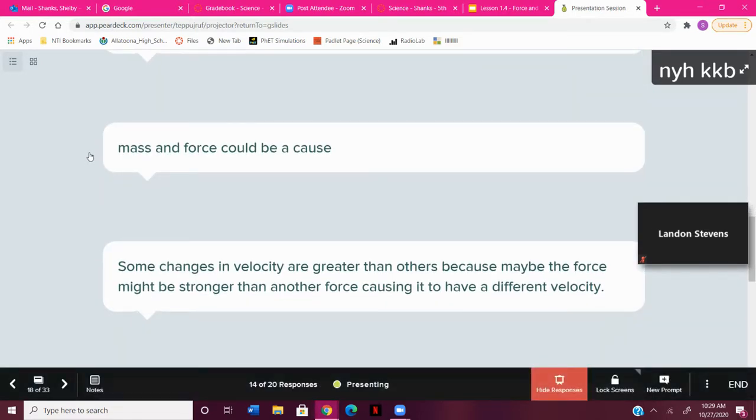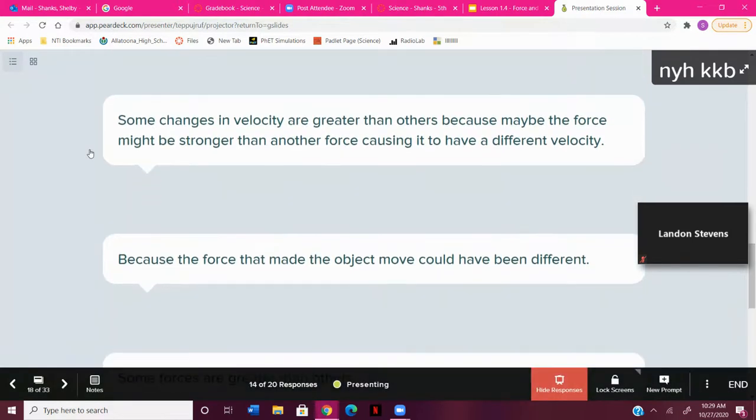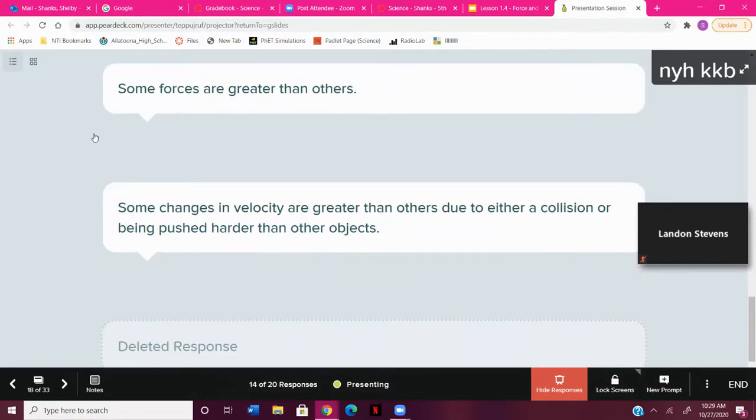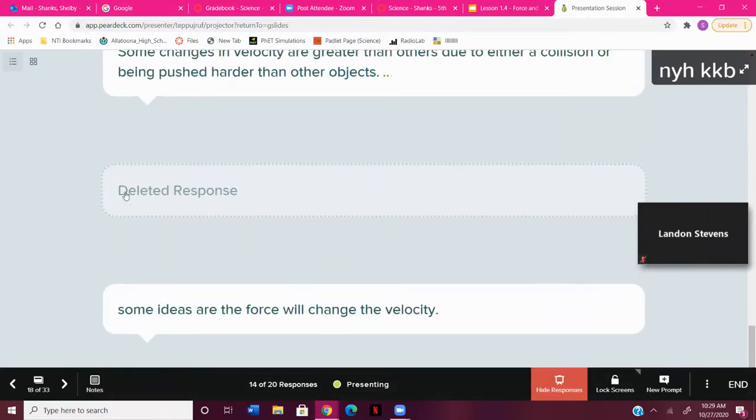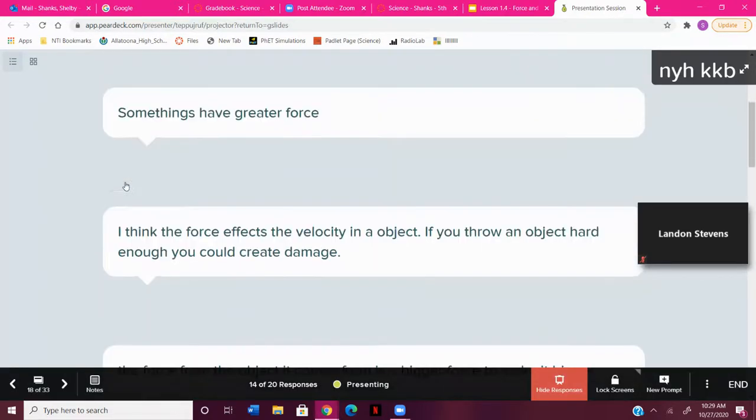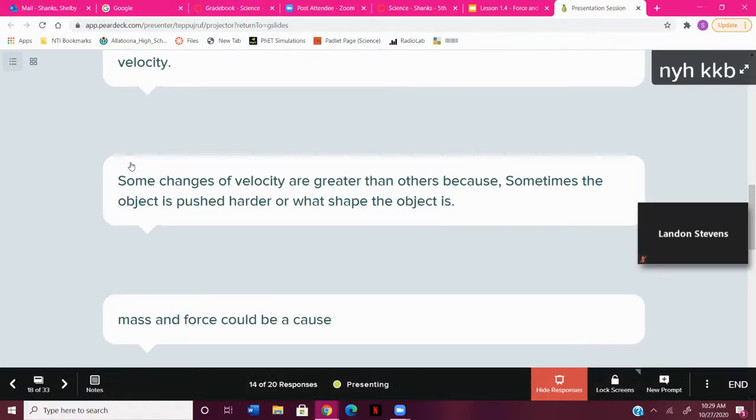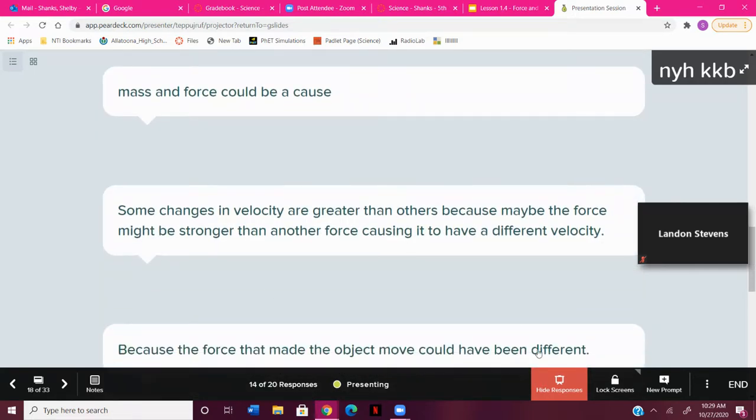All right, mass and force could be the cause. We aren't going to look at mass today, but we are going to look at the type of force. I'm seeing a lot of people using force: stronger forces, more powerful forces. Somebody said the shape of the object, and somebody said mass. All right, good.